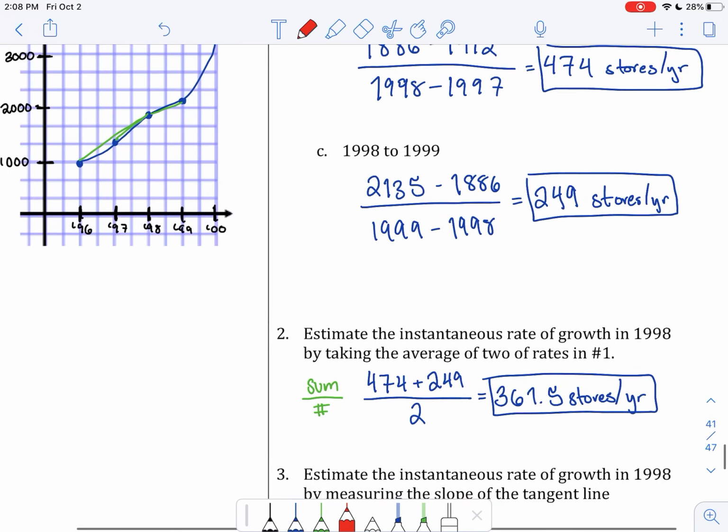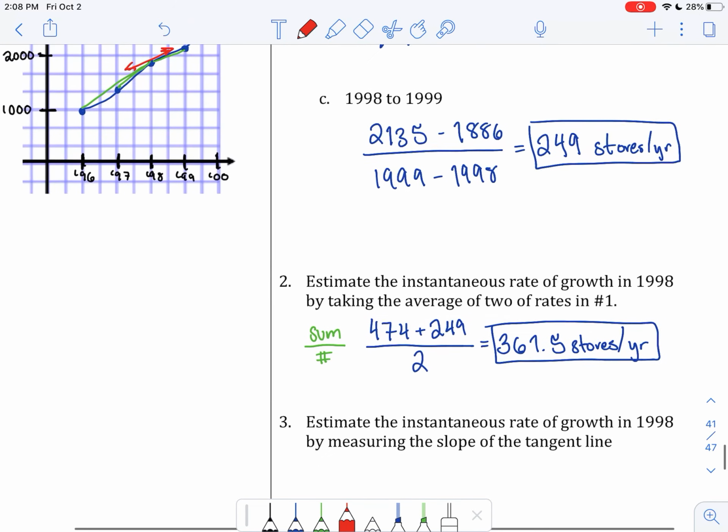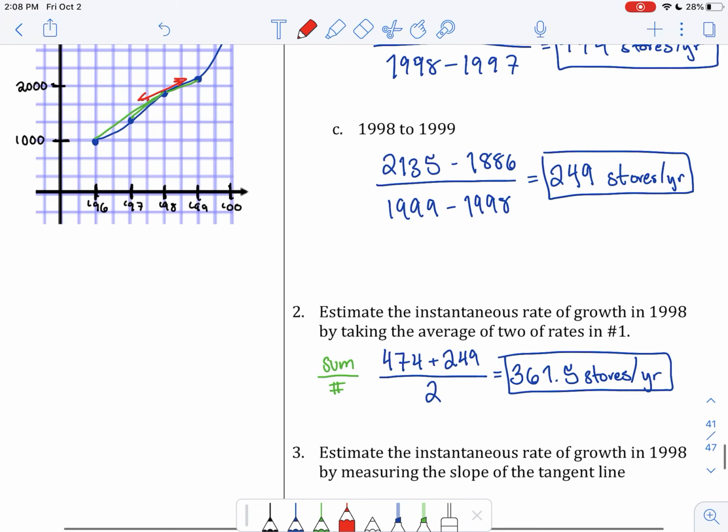Now, lastly, it asks, estimate the instantaneous rate of growth in 1998 by measuring a slope of a tangent line. So we want to draw our tangent line in here, and we're just going to try our best. That seems about right. It's a little steep, but we're just going to look here, and if I would estimate, I would say that it's got a rise and a run of about 1 space vertically. Now you'll notice that is a third of 1,000, and 2 spaces horizontally, which is 1 year.